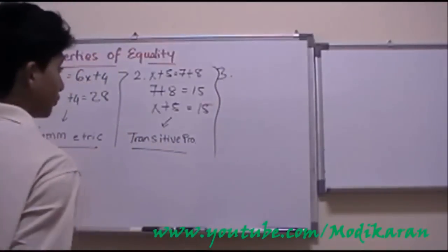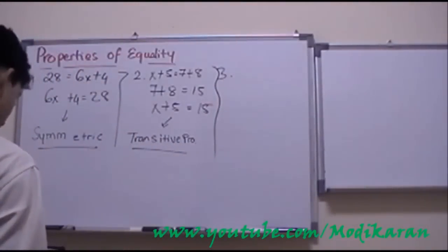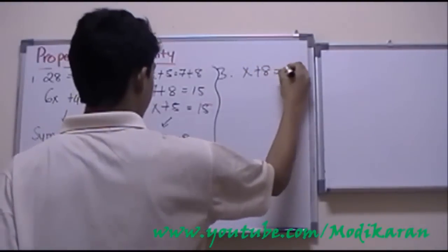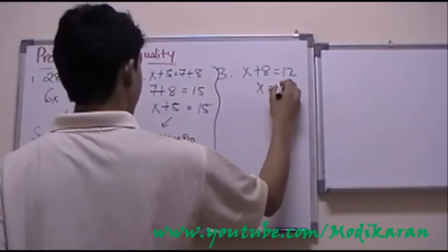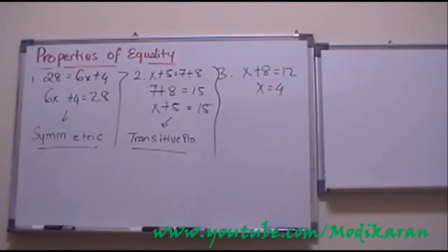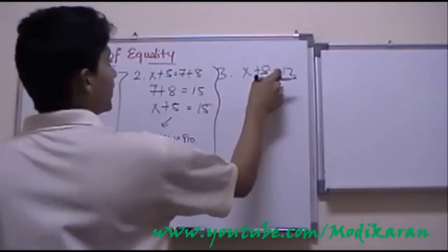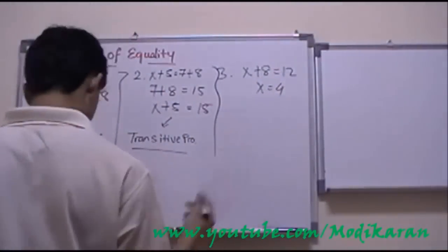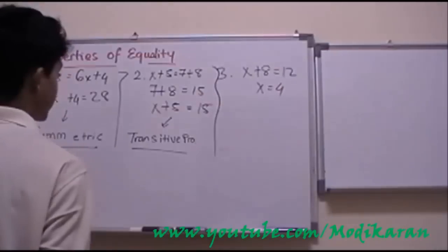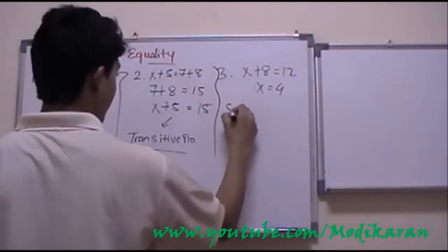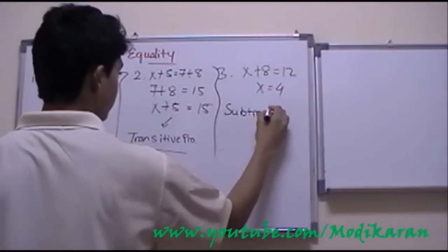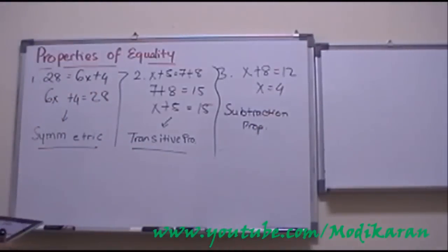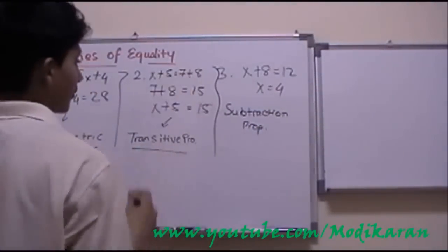Let's look at the final one. I hope this one is tricky, but it shouldn't be hard at all. x plus 8 is equal to 12, x is equal to 4. This is basically the subtraction property, because what you're doing is subtracting 8 from both sides, right, in order to find the value of x. So it's the subtraction property.